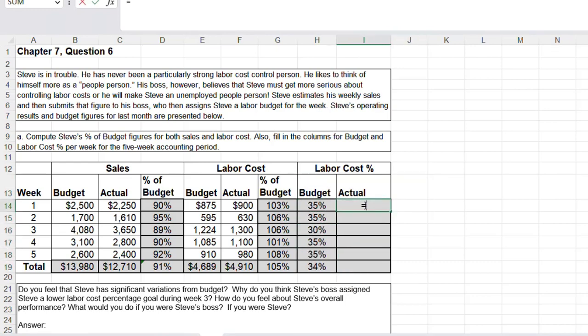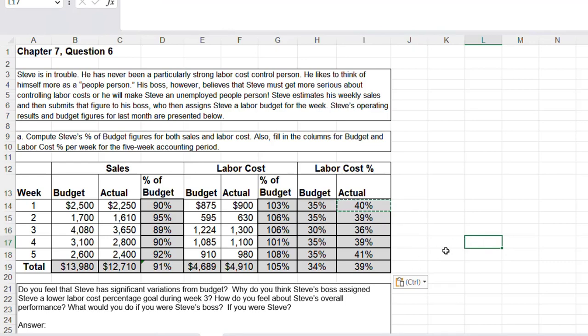And then let's look at our actual. What do we actually run in labor cost? Okay, so we actually spent $900, and our actual sales were $2,250. All right, so what do these numbers mean? Let's take a look at this.